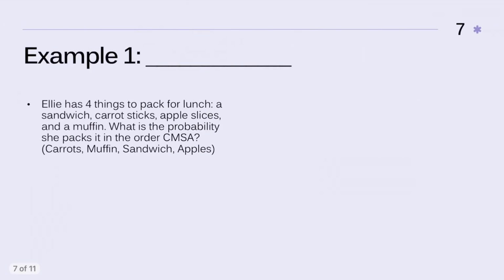So let's do some examples, not just of finding what is independent and dependent, but also actually calculating these compound events where you have more than one thing happening at a time. The first example we're going to do is with lists.